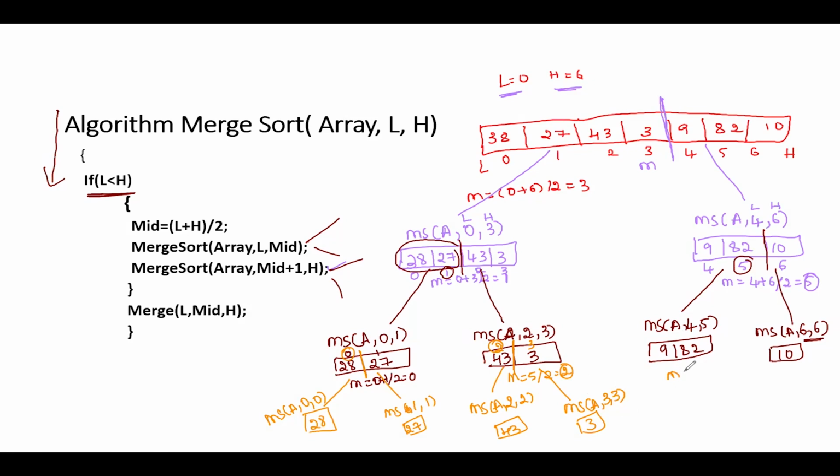Okay. Similarly here let us calculate the midpoint. 4 and 5 were the index. 4 plus 5 is nothing but 9. 9 divided by 2 is 4.5. 4.5 means we are going to take only the integer value. Hence midpoint is going to be 4. I'm going to call the function merge sort of array comma 4 comma 4. Hence it is a single element. I'm going to stop dividing. Similarly here it is going to be 82, and then this 10 we are not going to further divide. Let me keep it as it is.